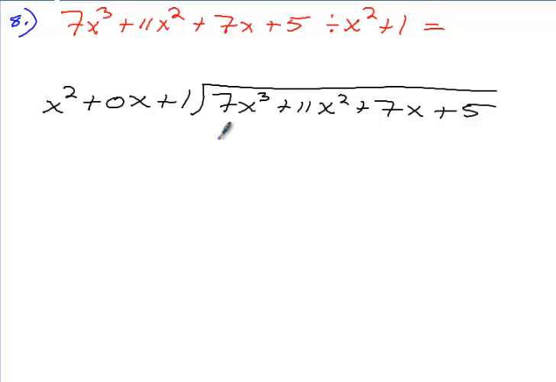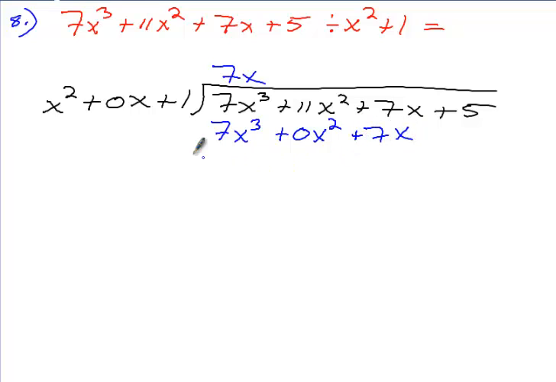I want to get 7x cubed, right? So what times x squared will get me 7x cubed? 7x, nice and easy, right? Now I'm going to take the 7x from the top and multiply it by everything outside and list my 3 terms underneath. What's 7x times x squared? Okay, 7x times 0x, 0x squared, right? Because x times x is still there. Do you see why I want to put in the 0x? It creates this spacer for me. And then what's 7x times 1?